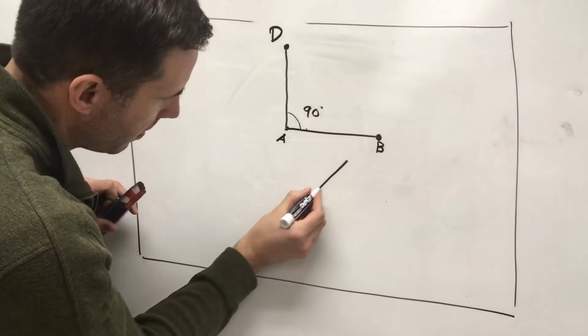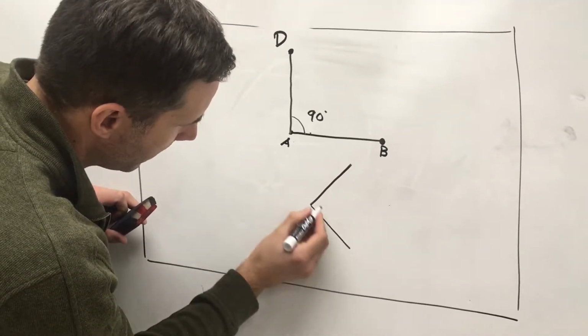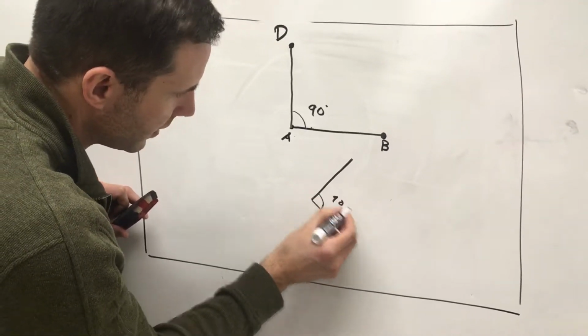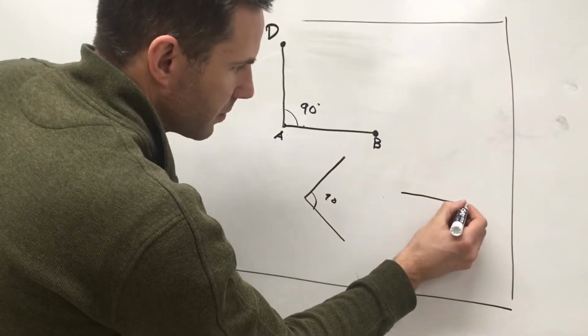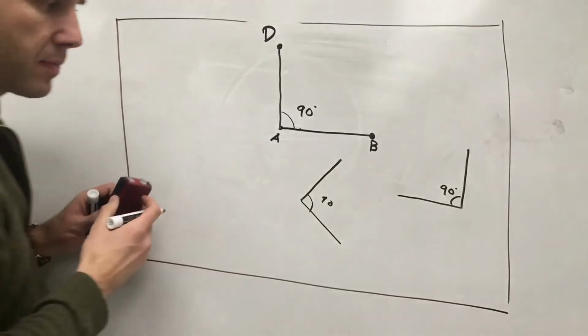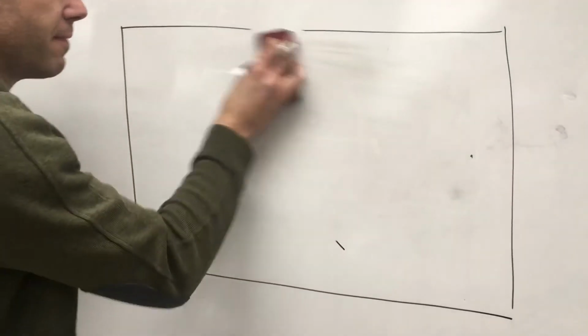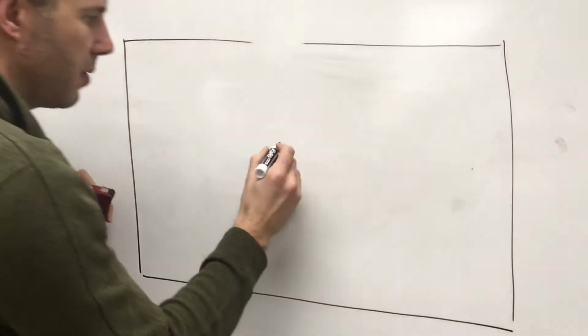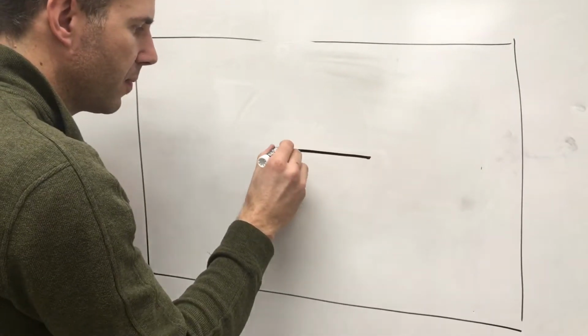It could also be like that. That's still 90 degrees. It can be the other direction. Still 90 degrees. And what is half of 90? Maybe you know, maybe you don't know.